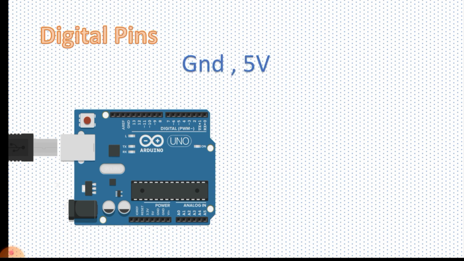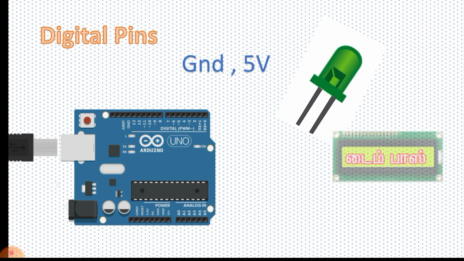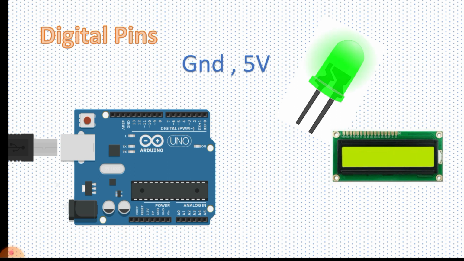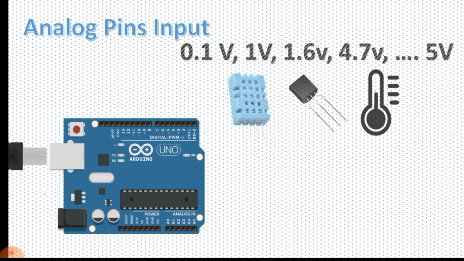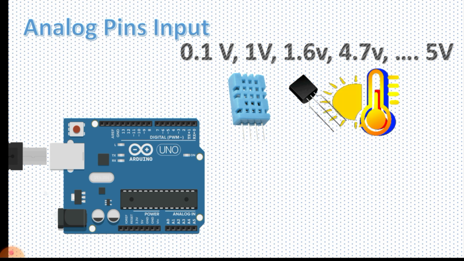With this digital pin we can connect a resistor at 5 volt and turn the LED on or off. We can connect the LCD display and show commands in text form on it. We can also connect buzzers. We can use the analog pin to put the input from 0.1 volt to 5 volt. For example, we can run the fan at the 1.6 volt limit. We can connect the temperature sensor also. If we set 49.8 degrees Celsius to run the fan, it will work perfectly.